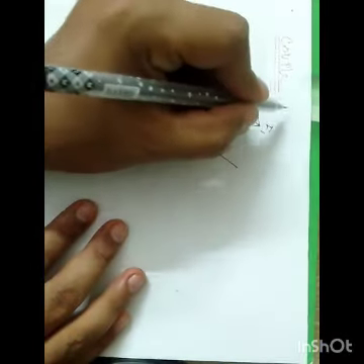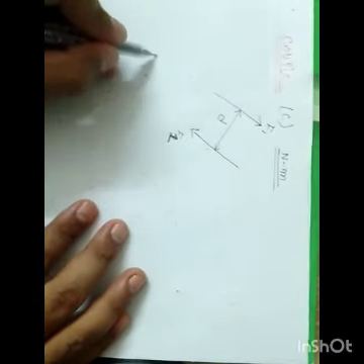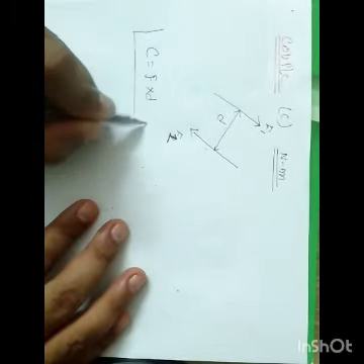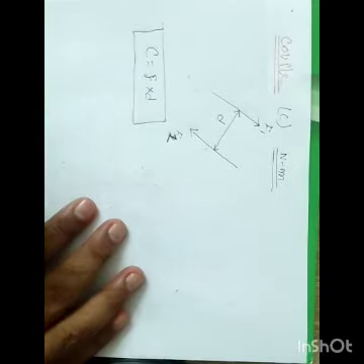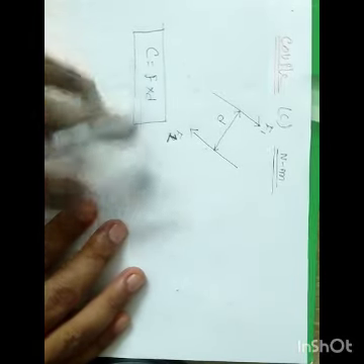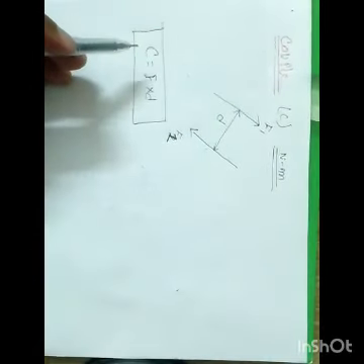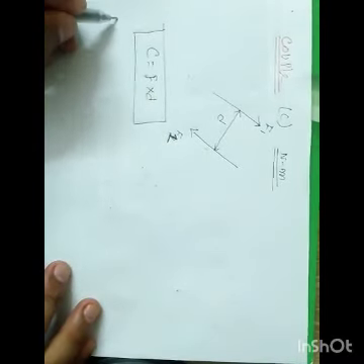So you can denote the couple by C, and the unit is Newton meter, right? So couple C is equal to F into D, right? So you can say a couple is two parallel forces equal in magnitude and opposite in direction, separated by a distance. Next you have Varignon's principle.